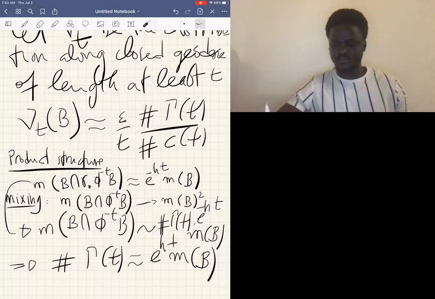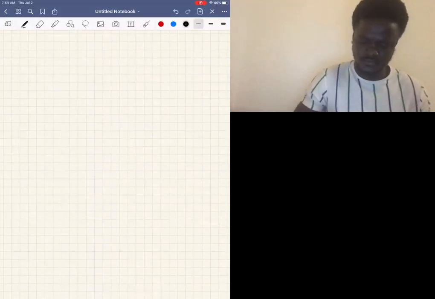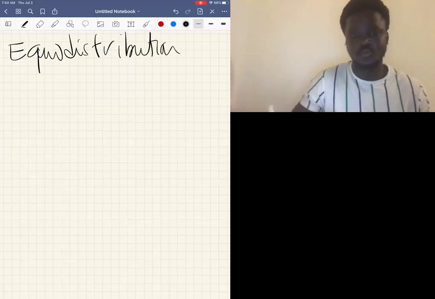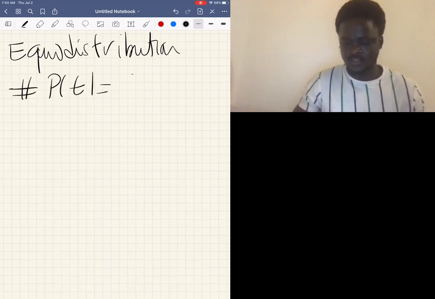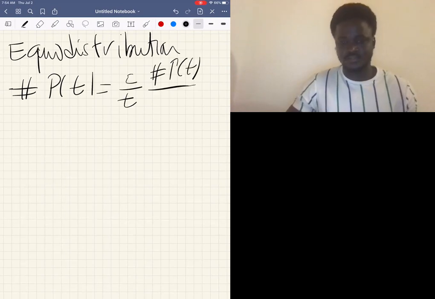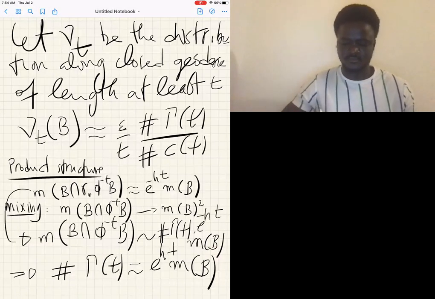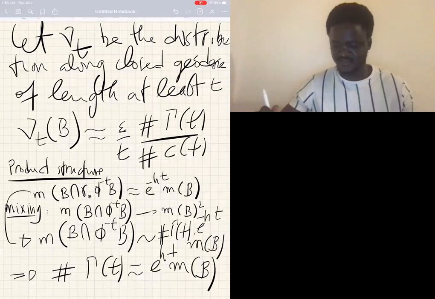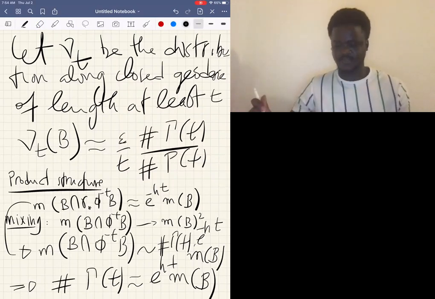So now we use equidistribution to have that the number of PT is like epsilon over T times the cardinality. So this was just from this definition here, because this is converging to the measure. Why did I say C? It should be PT, sorry. This should be P.